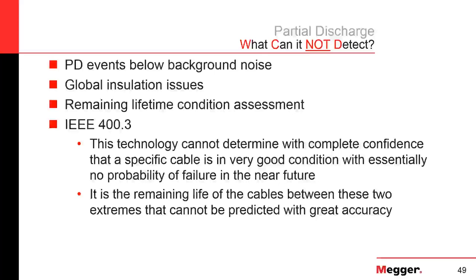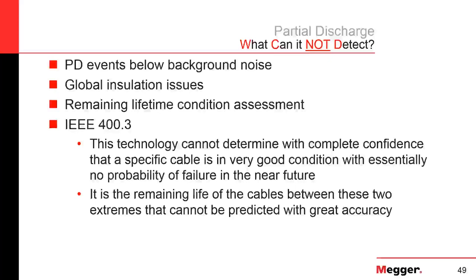So what can partial discharge not detect? It cannot detect partial discharge events below the background noise. Oh, this is field testing. There's going to be some background noise. You're not in a Faraday cage. Part of the measurement is to measure the background noise, know where our threshold is, but if your PD events fall below that background noise, we're not able to detect it.